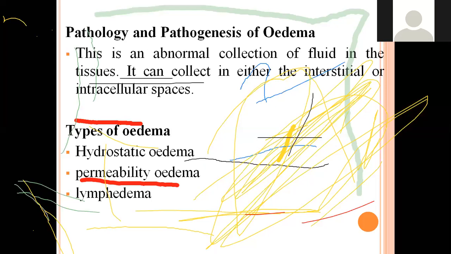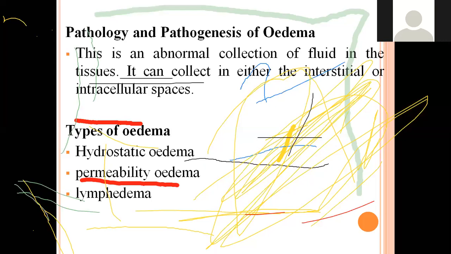So we have types of edema: hydrostatic edema, permeability edema, and lymphedema. This lymphedema is what you see in patients with filariasis, elephantiasis, where the lymphatic vessel is blocked and fluid now accumulates in the tissues of the leg.